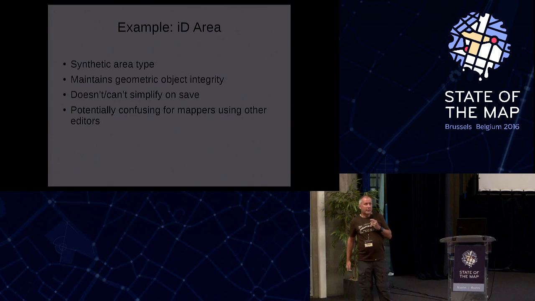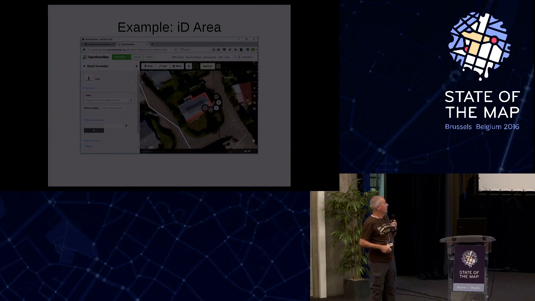Once it's done that, it can't actually simplify it anymore because, if I'm working on it, I've split this way, I save it, and I want to do something else, it can't suddenly turn back into a simple way. And it's potentially confusing for other mappers. So this is a building outline I draw. This is actually my house.